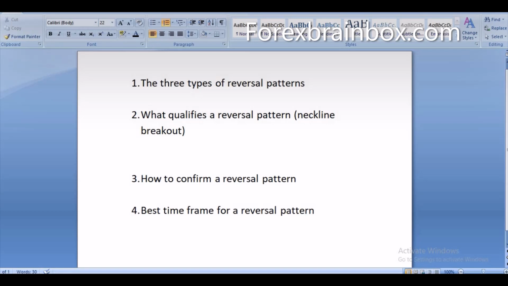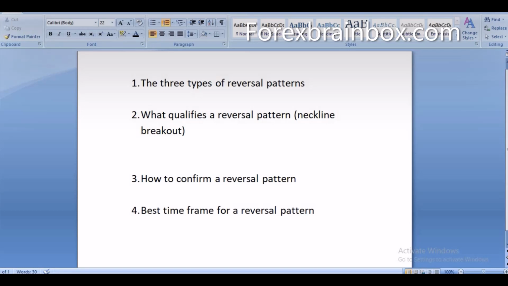The second one is what qualifies a reversal pattern, because a lot of the time, traders look at the pattern and say, oh, a reversal pattern is being formed, and they are impatient. They are impatient to wait for the structure to be confirmed before they place a trade. So we'll talk about what qualifies a reversal pattern.